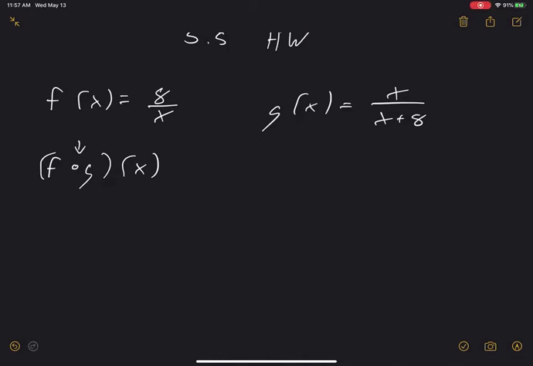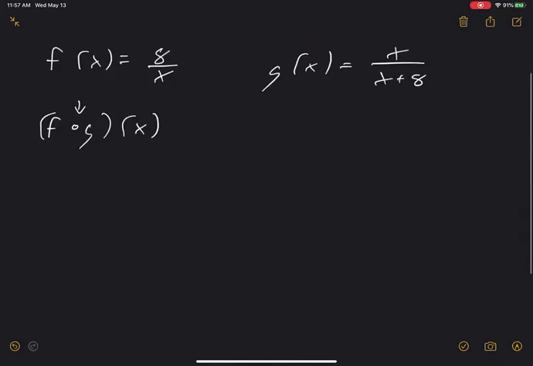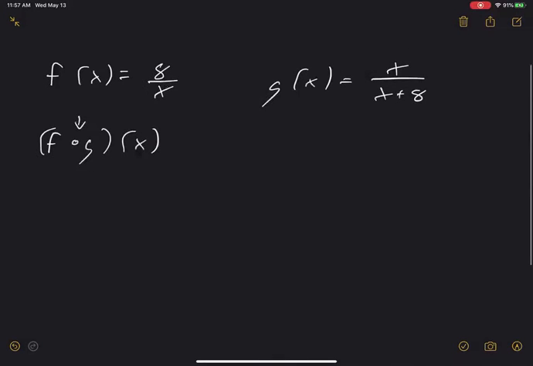First we're told to find f of g of x. So how do we do that? I take g of x and I plug it into f. Another way to think about this is I'm going to start writing my function f, and then everywhere I see an x, I'm going to replace that x with my function g of x. So I start writing my function f, which is 8 over x, but instead of x, I'm going to write the function g. And then I'm going to simplify.